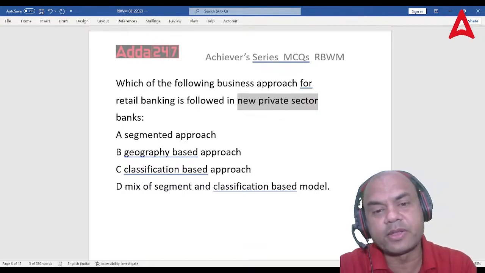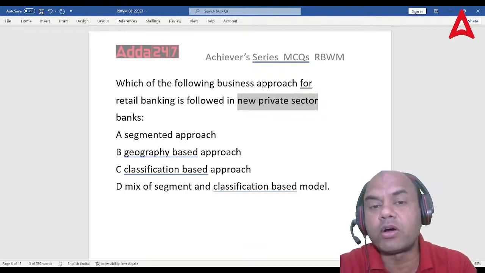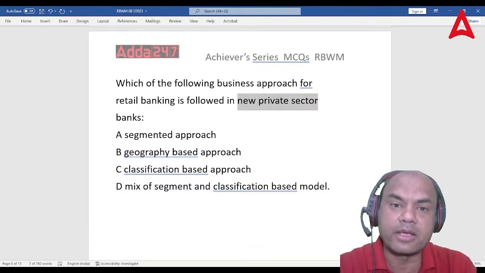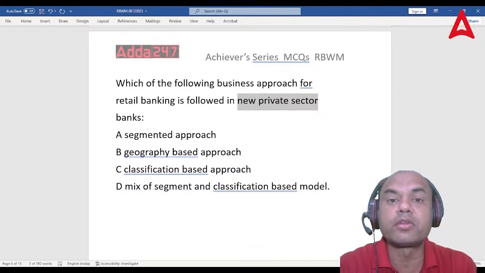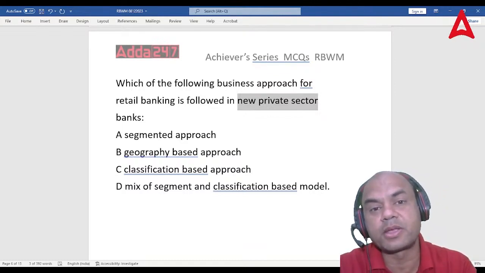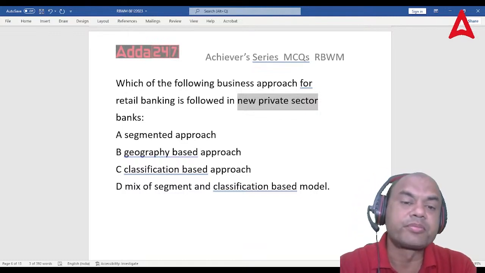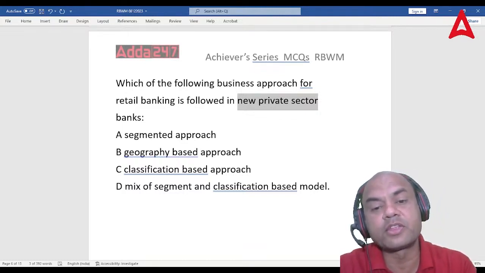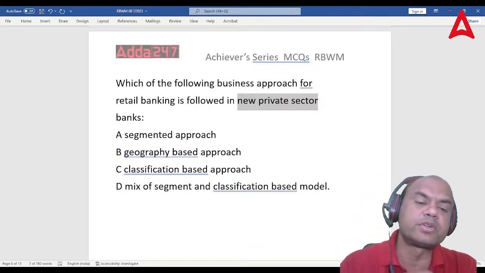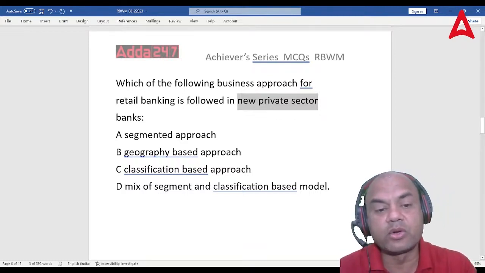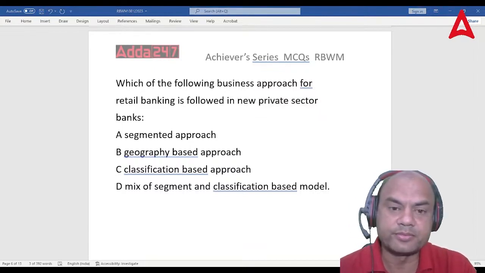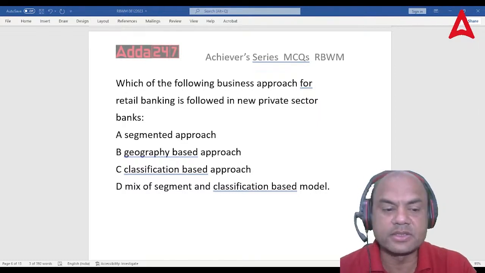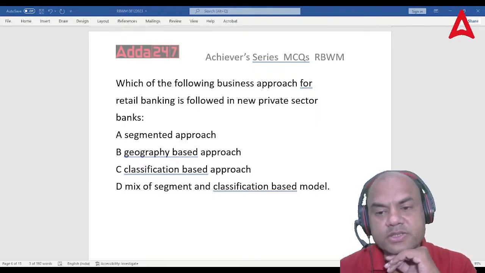So, when these banks came in, they changed the whole scenario of banking. Now, all we see is online banking, and we are shifting more towards app banking now, right? Why is it? Because of the competition given by these private sector banks, right? So, which of the following business approaches for retail banking is followed by these new private sector banks? What should be the answer over here? Is it segmented? Do they have NRI branches, MSME branches? Do they have classification based, means rural, semi-urban? What do they have? Think over it, everyone. What should be the answer for this?